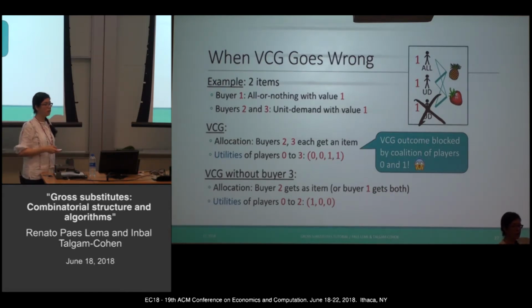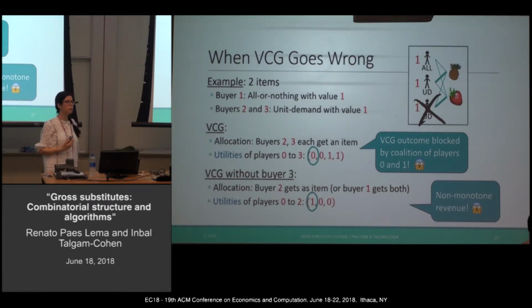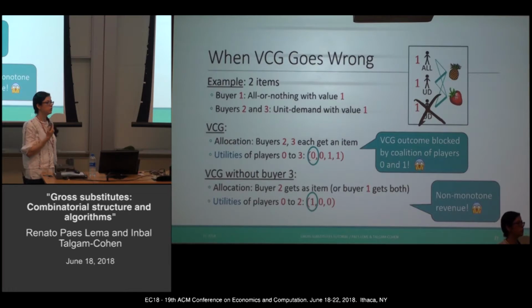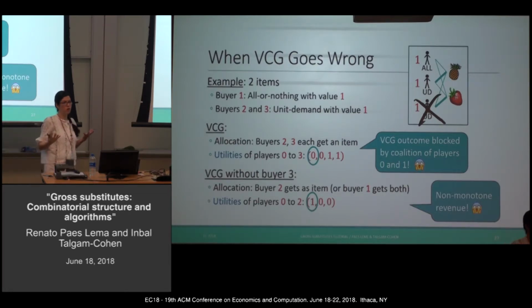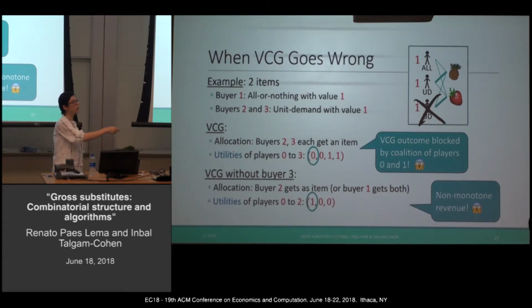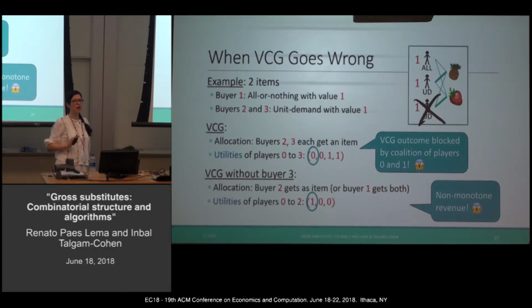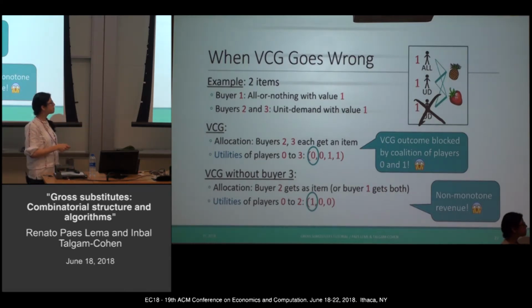Now, why is this bad? Well, compare it to what we got here. So the seller is actually happier when the market is smaller. And this is really counterintuitive in an economic sense, right? We have more buyers, we have more competition, and the seller loses money. So non-monotone revenue is also a terrible property to have in practice. This means that it's not going to be something that is going to be used as an auction in practice.